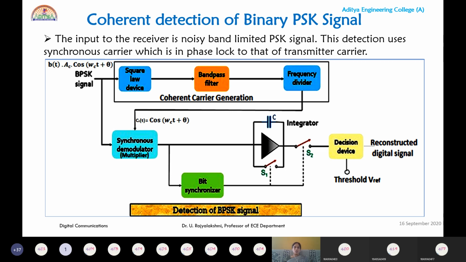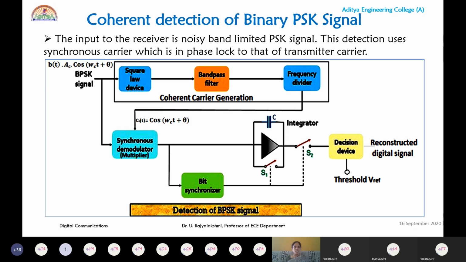But what are we assuming? We are assuming that because of noise present in the channel, the phase deviation is theta. So with that phase deviation theta, let us detect our message signal by overcoming that phase variation. Using this coherent detection technique, we will make use of a synchronous carrier to detect the digital input message signal from the BPSK signal.